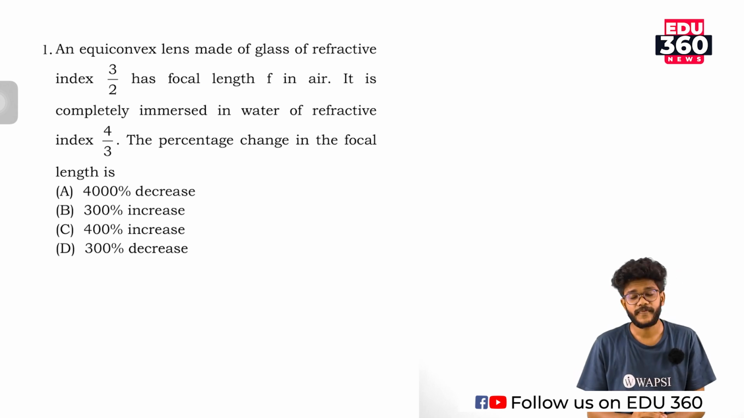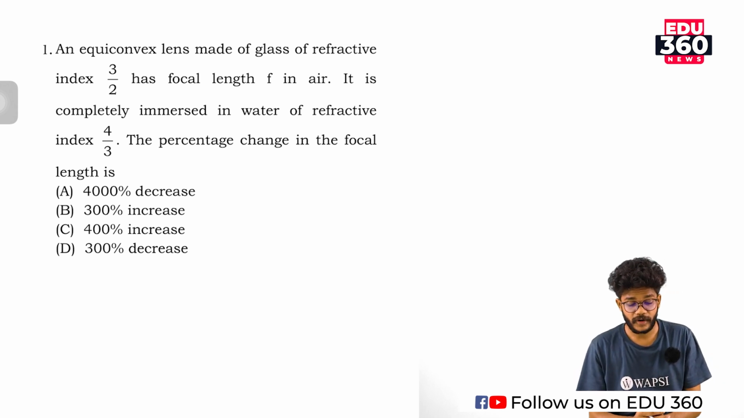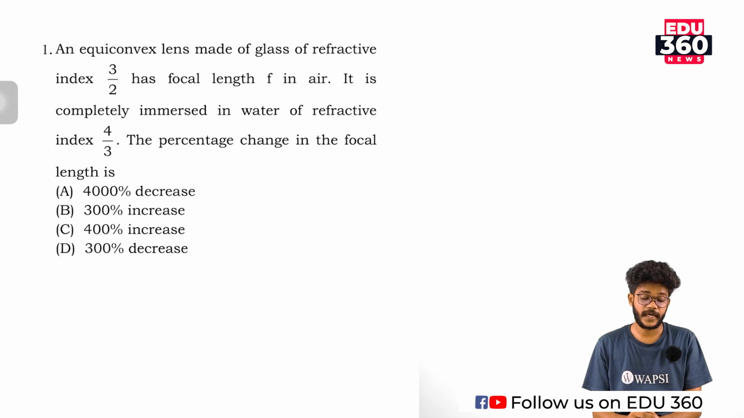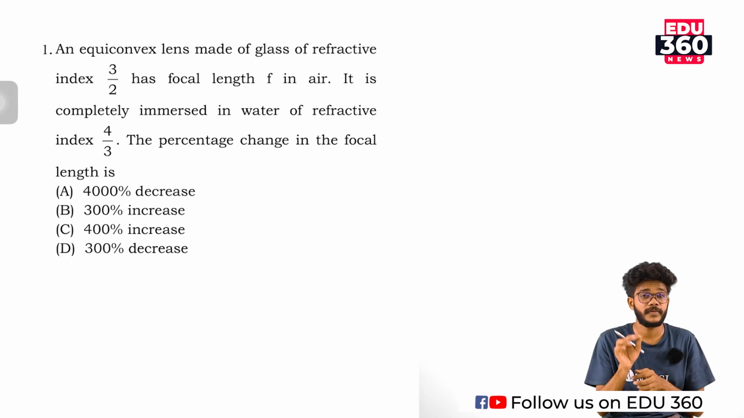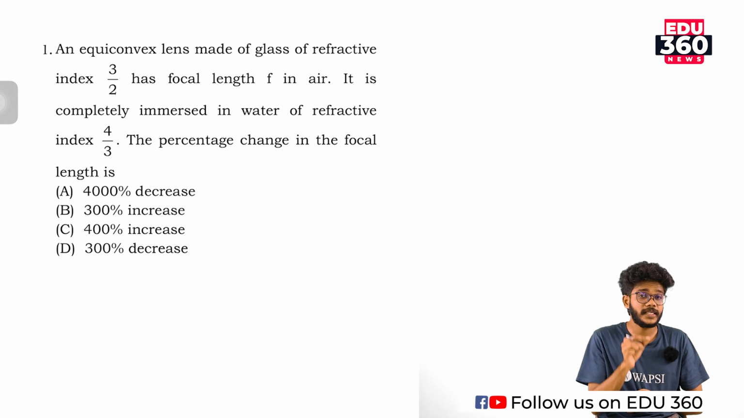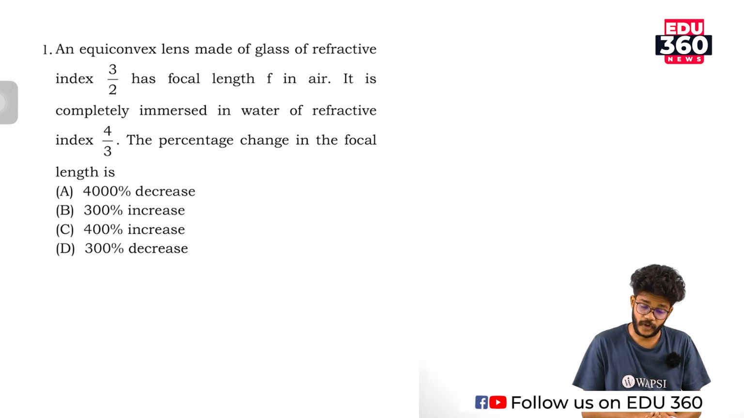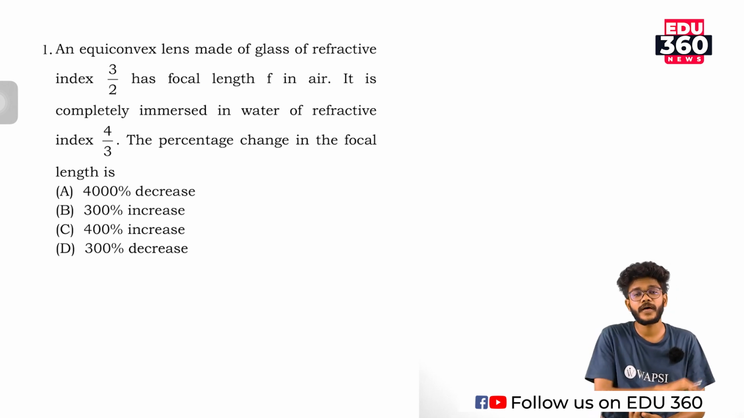Okay, so the first question: an equiconvex lens made of glass of refractive index 3/2 has focal length f in air. That means the refractive index of the material of the lens is 3/2, that is 1.5, and at that time the focal length is f in air. It is now completely immersed in water of refractive index 4/3. Now the surroundings is changed from air to water.